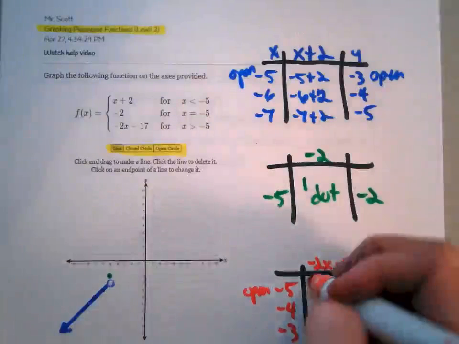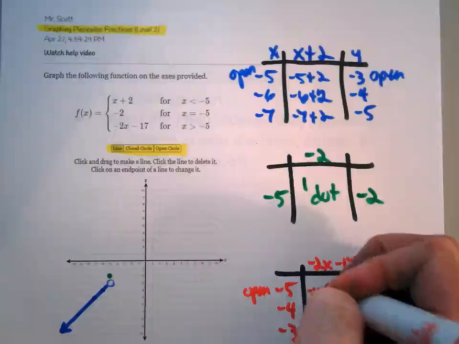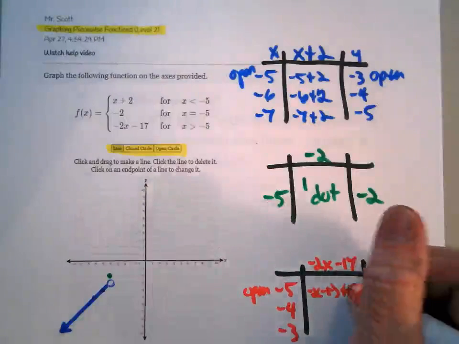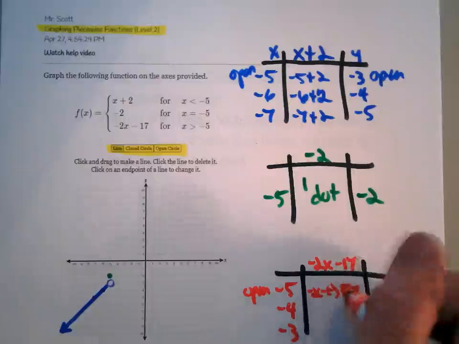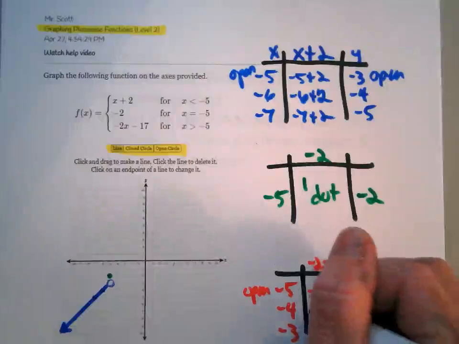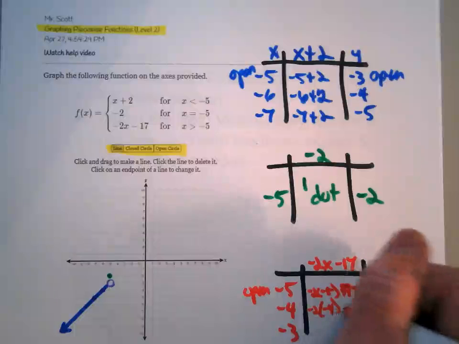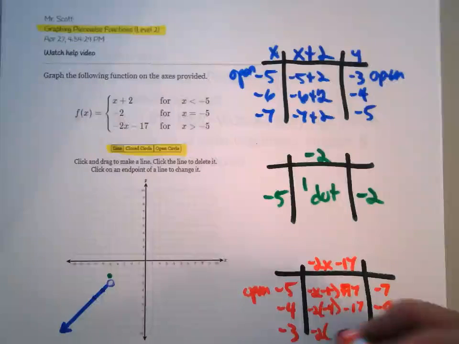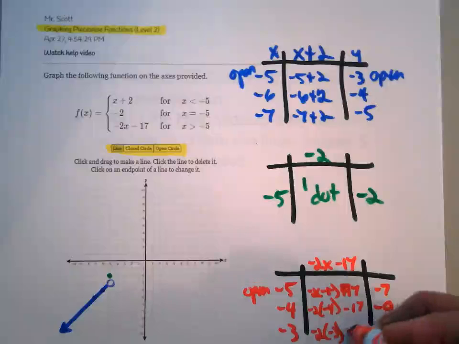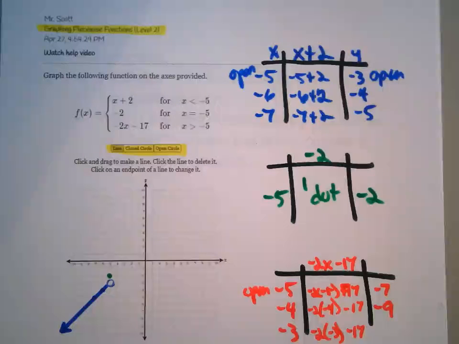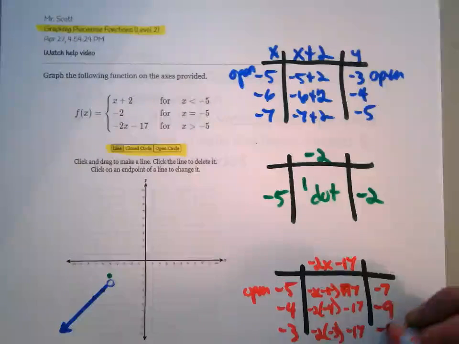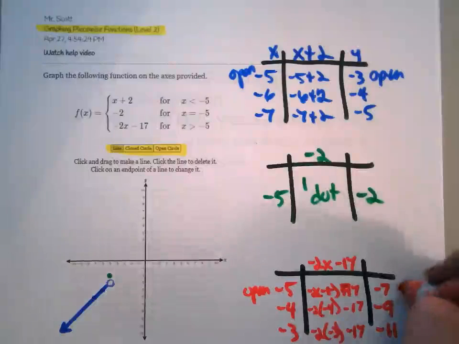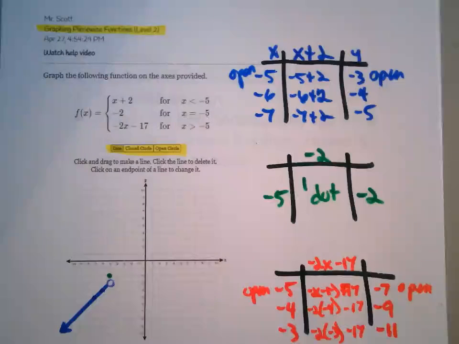And then down the bottom, negative 2 times negative 5 minus 17. Oop, that's a negative 17, by the way. So that's 10 minus 17 would be negative 7. Negative 2 times negative 4 minus 17. That'd be 8 minus 17, be negative 9. And negative 2 times negative 3 minus 17. Is that right? Yep. It would be 6 minus 17, which would be negative 11. So those are our ordered pairs with an open circle there at negative 5, negative 7.